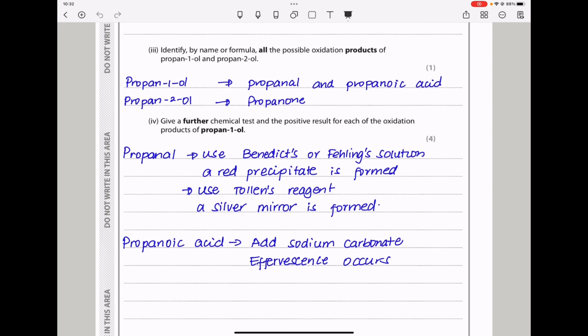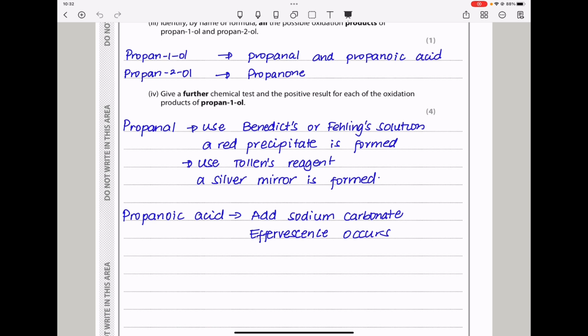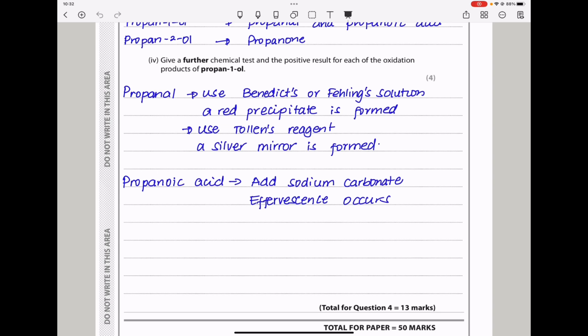Next they say, give a further chemical test and a positive result for each of the oxidation products of propan-1-ol. For propanal, we will use Benedict's or Fehling's solution, and a red precipitate is formed. If you choose to use Tollens' reagent, then a silver mirror is formed. Please remember you have to use one of these, not both, because they're testing for propanal and they both give a positive test. For the other product, propanoic acid, you can just add sodium carbonate, and if effervescence is observed, that confirms it is a carboxylic acid, which in this case is propanoic acid.